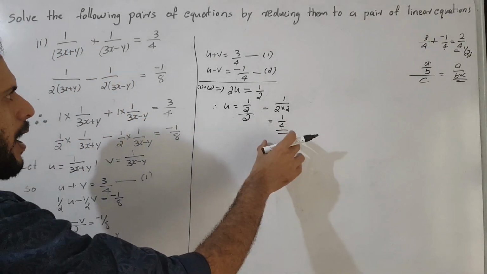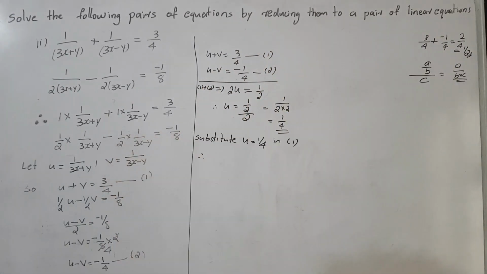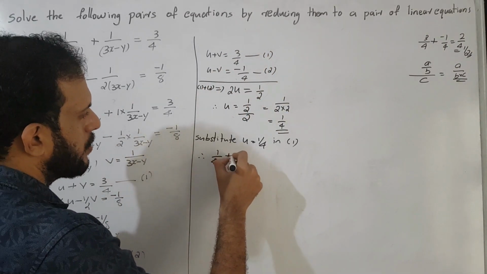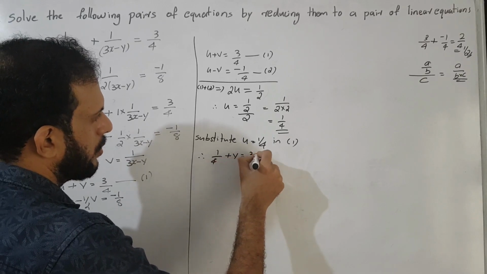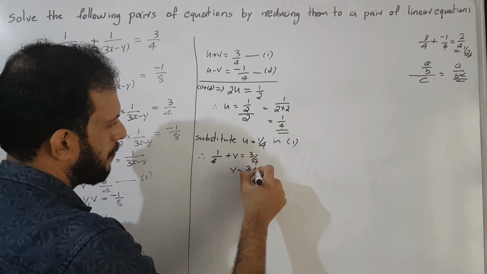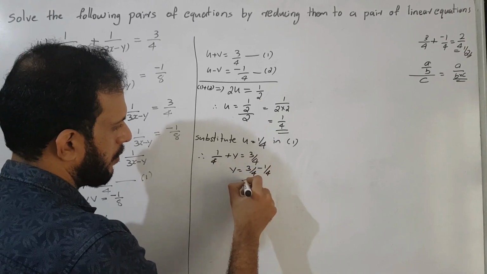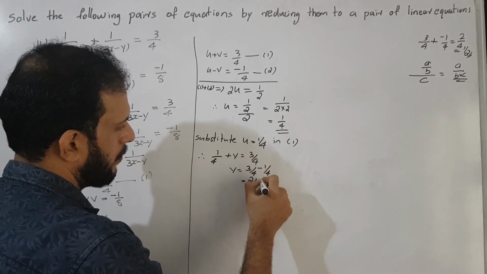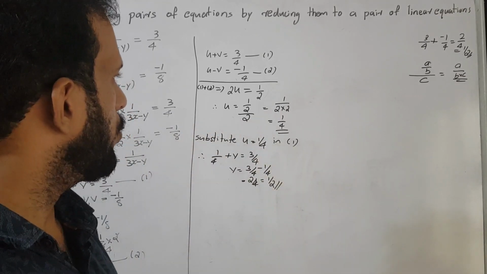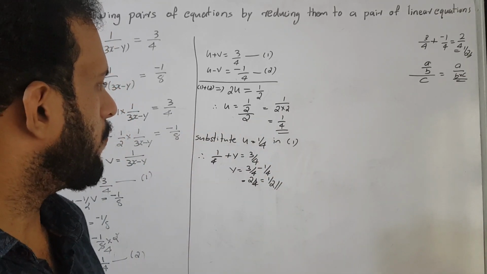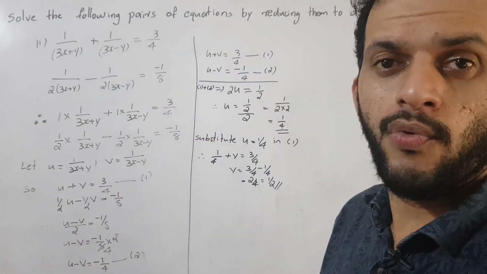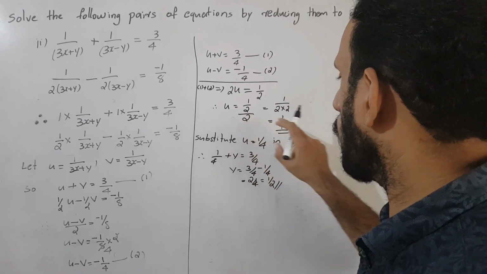Next we substitute this value in equation 1. 1 by 4 plus v is equal to 3 by 4. v is equal to 3 by 4 minus 1 by 4 is equal to 2 by 4 is equal to 1 by 2. So the value of u is equal to 1 by 4 and the value of v is equal to 1 by 2. Now we got the values of u and v.